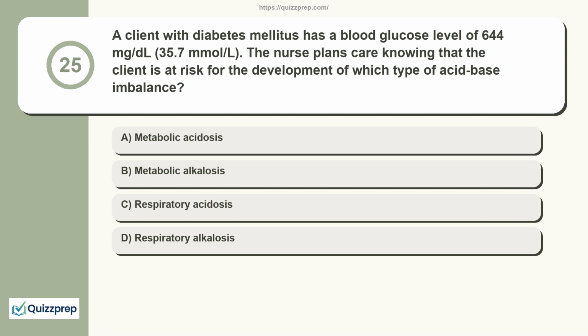Question 25. A client with diabetes mellitus has a blood glucose level of 644 mg/dL (35.7 mmol/L). The nurse plans care knowing that the client is at risk for the development of which type of acid-base imbalance? Metabolic acidosis, metabolic alkalosis, respiratory acidosis, respiratory alkalosis.